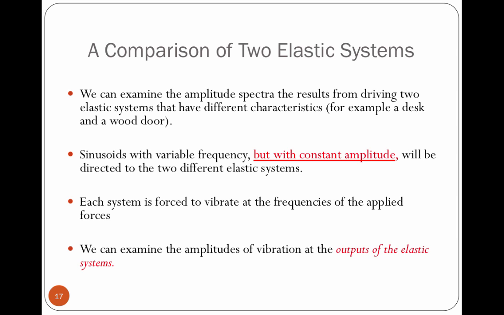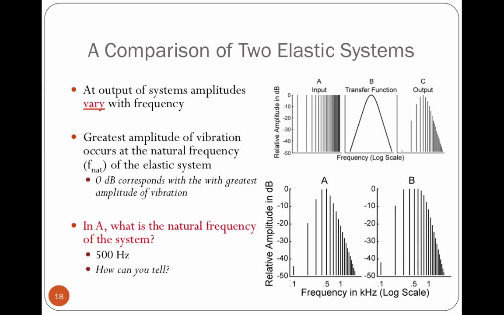So we can examine the amplitudes of vibration by looking at the outputs of the elastic system. So if you look at this figure over here, you have an input, a function or a filter, and then an output. So with the input, in this example, everything is going in at the same amplitude. Then it gets shaped by the filter. And the output of the system has various amplitudes as a function of the frequencies.